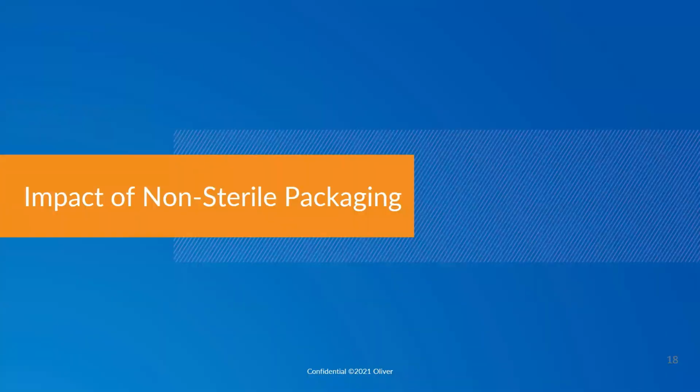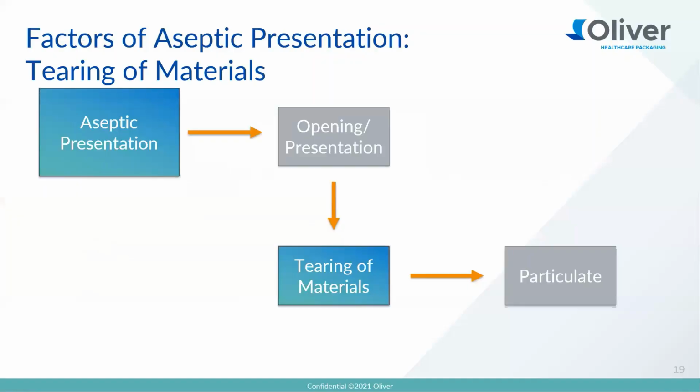Okay, for the next part of the webinar, we're going to talk about the impact of non-sterile packaging and what impact it can have, and specifically we're going to talk about tiering of materials. You're right, Tommy. When we're talking about aseptic presentation, first and foremost, we talk about opening and presentation, but secondarily, what happens when you are opening and presenting material, what happens when materials tear? And that's what we want to talk about in this section.